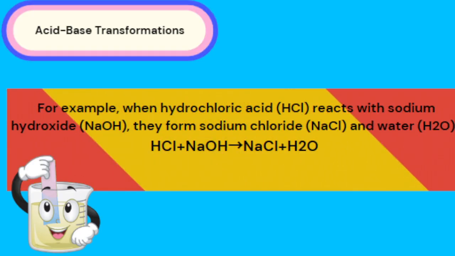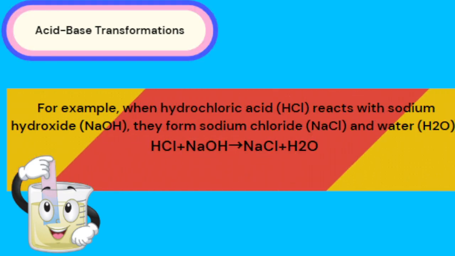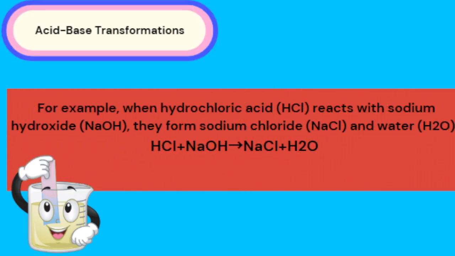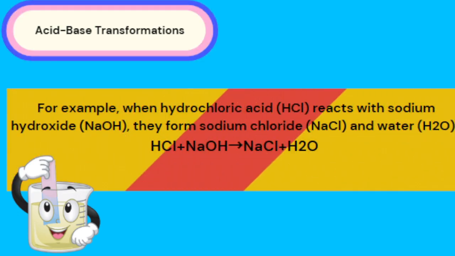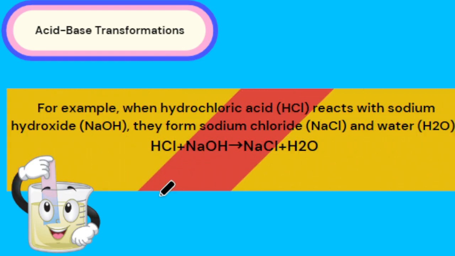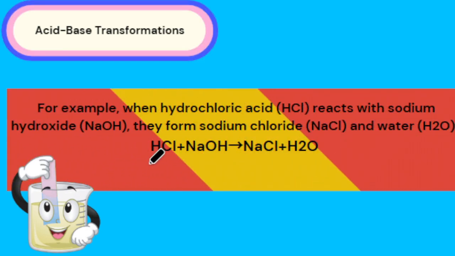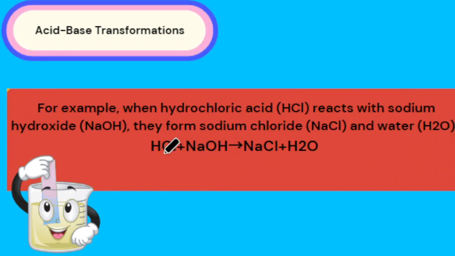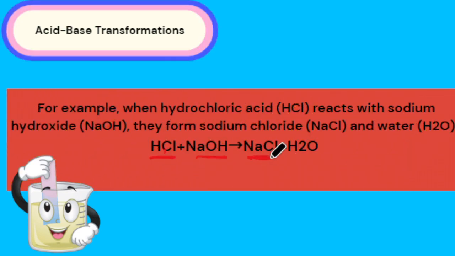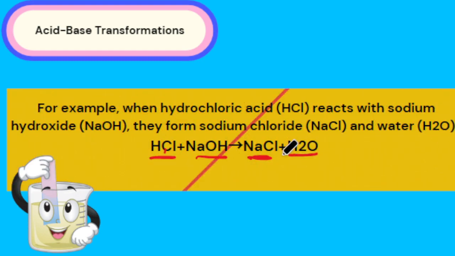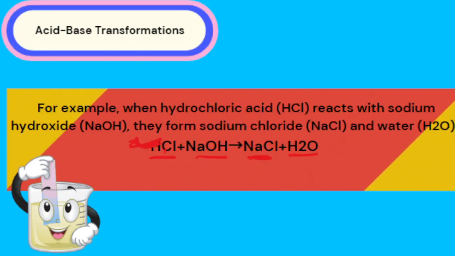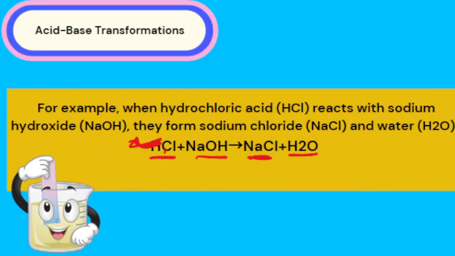Yes, next one is acid base transformation. What is an acid? An acid gives H plus, and what is a base? A base accepts H plus. A simple reaction I take is where hydrochloric acid, that is an acid, and NaOH, that is a base, react with each other and make NaCl, that is called salt, and H2O. So this type of reaction, acid base transformation reactions, are included in chemical changes.